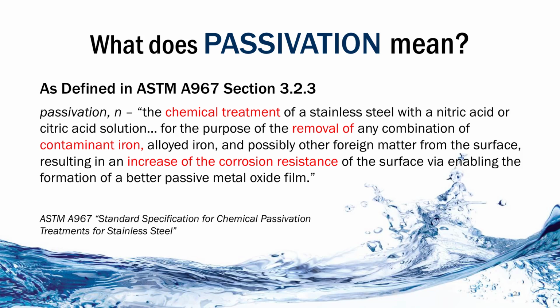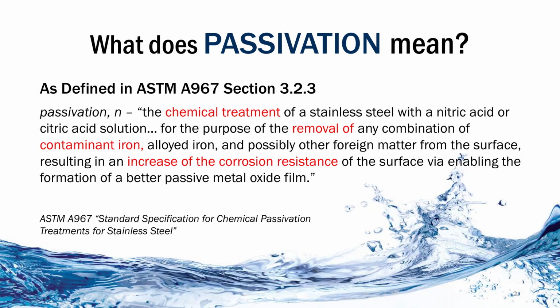I'm going to summarize it here. Passivation is the chemical treatment of stainless steel with nitric or citric acid solution for the purpose of removing contaminant iron or any other foreign matter from the surface, resulting in an increase in the corrosion resistance of the surface by enabling the formation of a better passive metal oxide film.